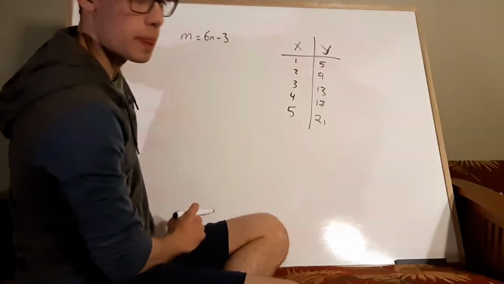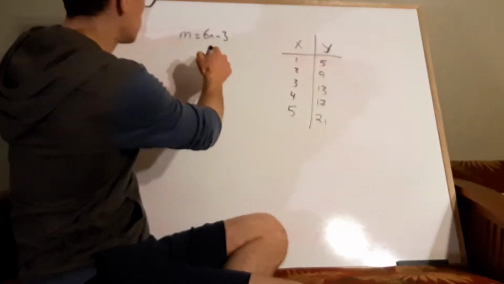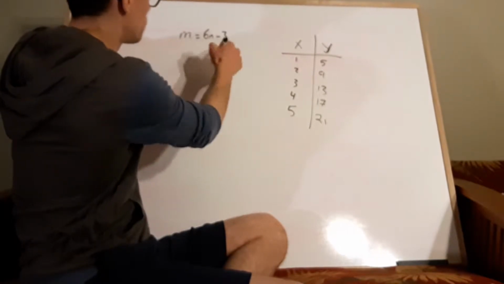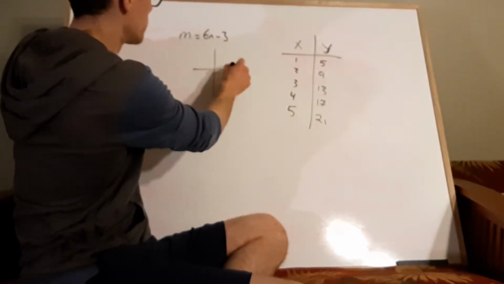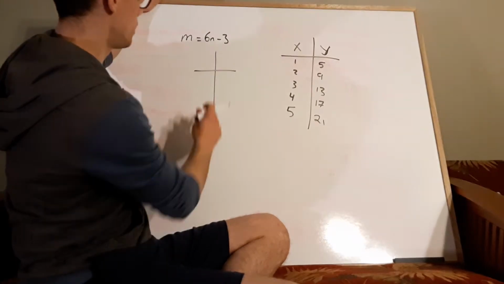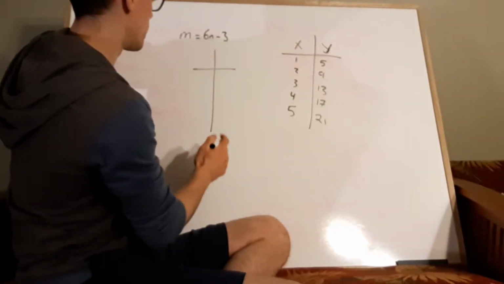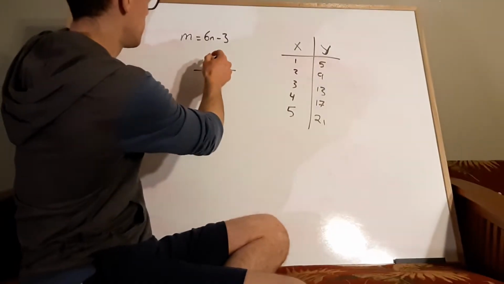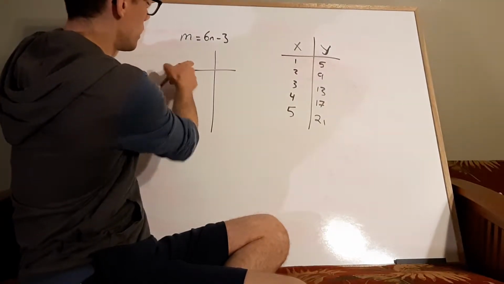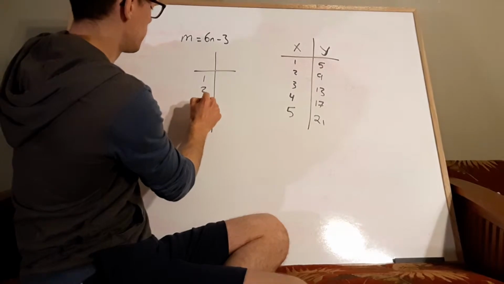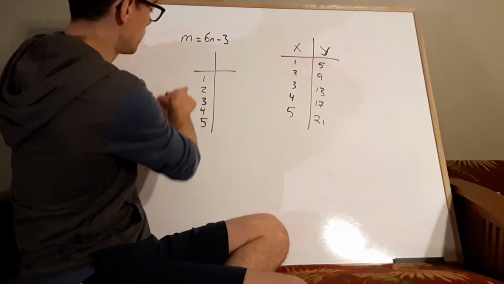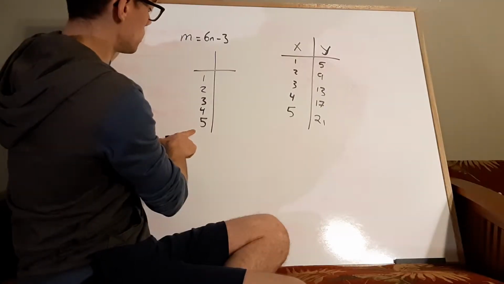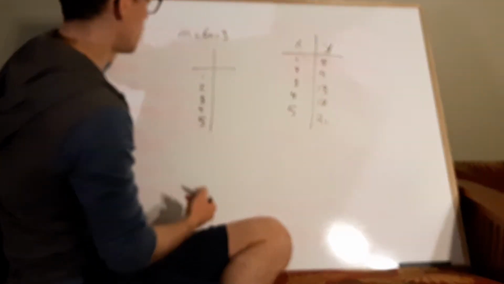So with this equation right here, I have the variables m and n. If I want to make a table of values from this equation, I'm going to start with that table, and now I have to choose which variable I want to put on either side. It doesn't really matter, but it's nice to have this variable with the sample values that we want to choose. So I'm going to put n right here and m right here.